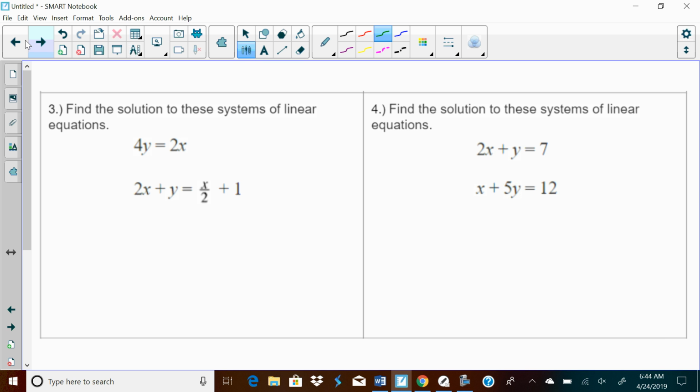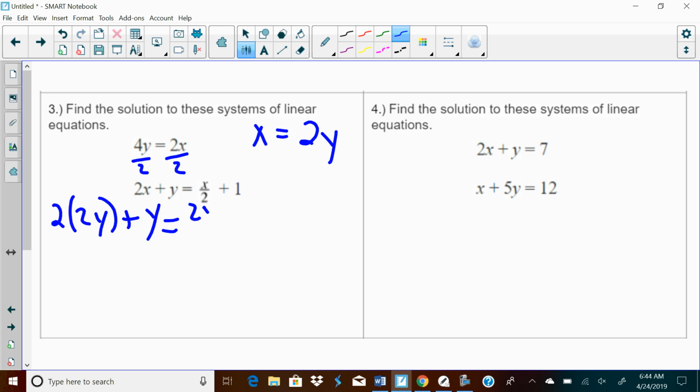For problem number 3 and 4, find a solution to these systems. So for 3, I solved for x in the first one by dividing both sides by 2. So I end up with x equals 2y. And then in the second one, I substituted in 2y. So I got 2 times 2y plus y equals 2y divided by 2 plus 1. So we got 4y plus y. It's y plus 1.